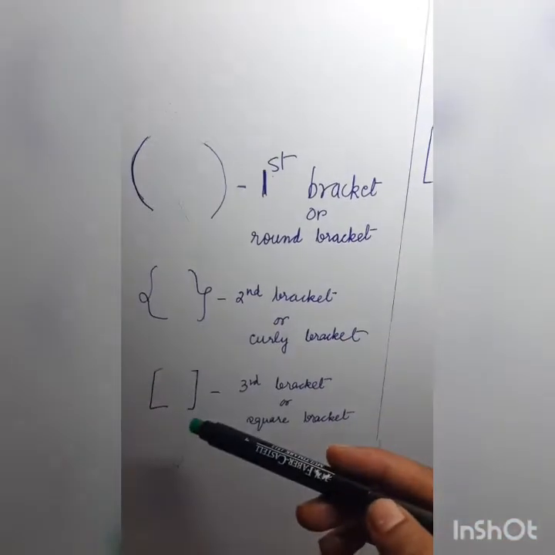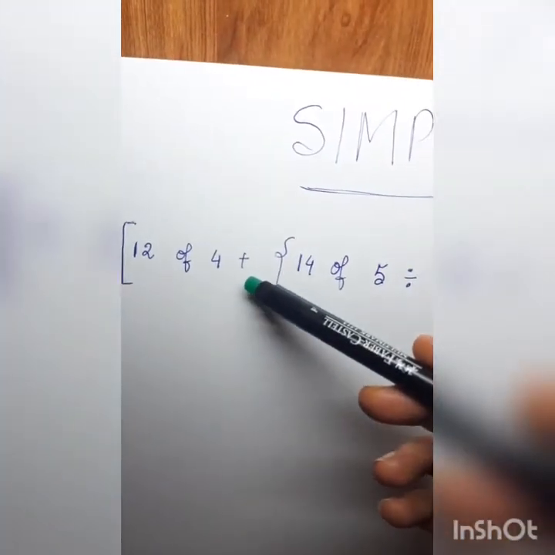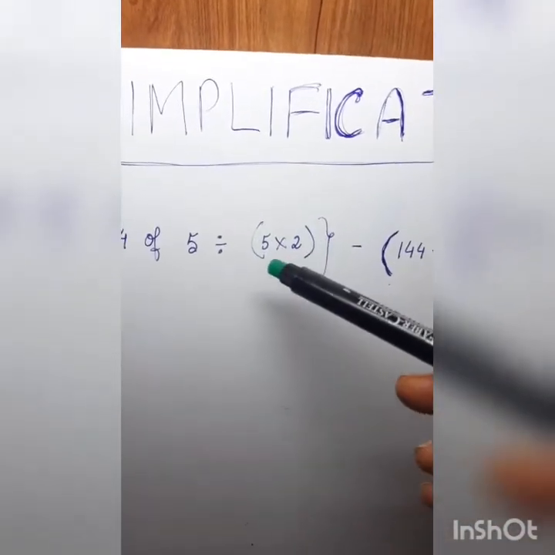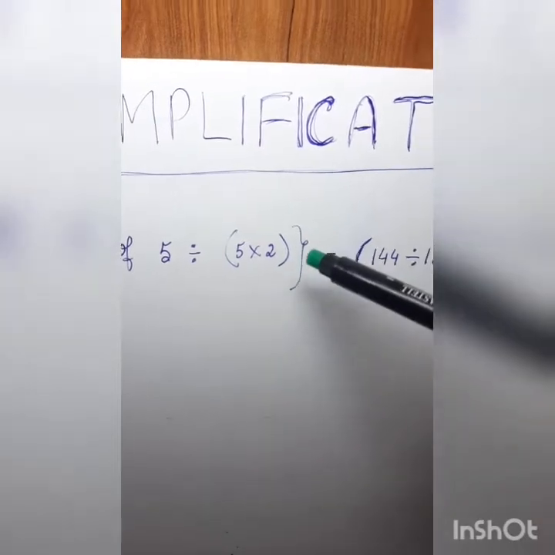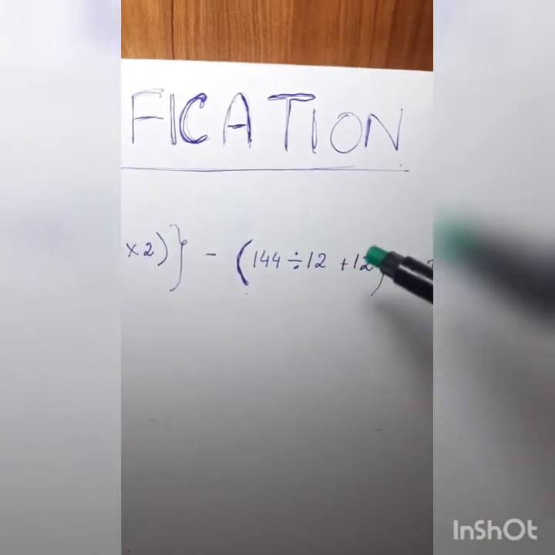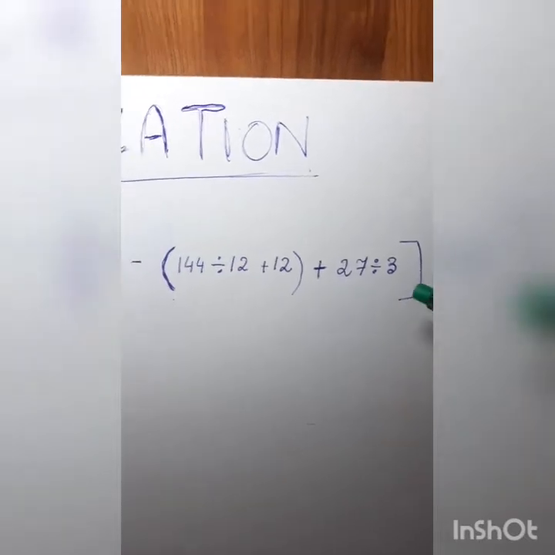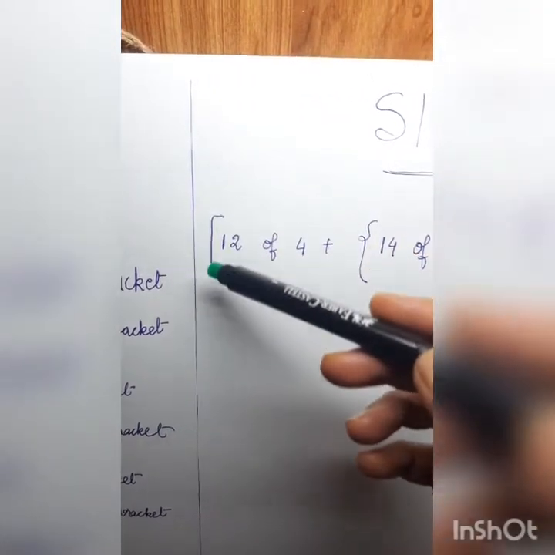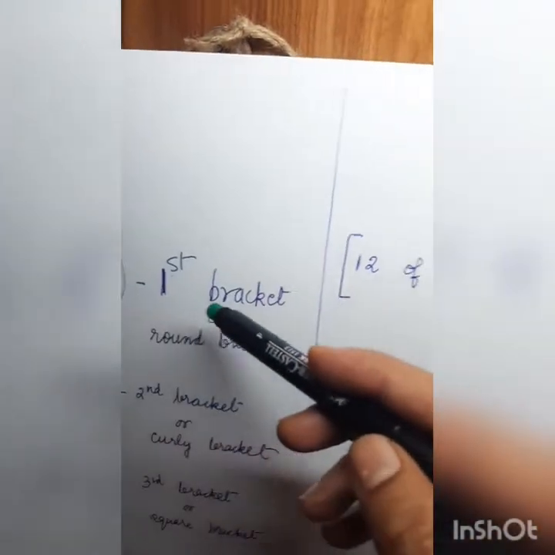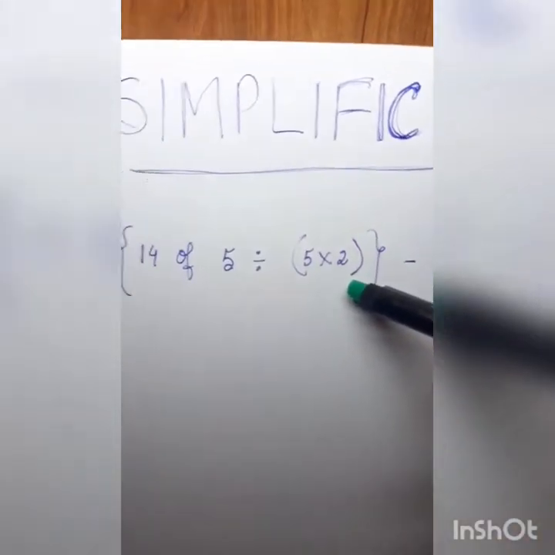As the name suggests, this is the question. 12 of 4 plus curly bracket 14 of 5 divided by within round bracket 5 into 2 round bracket close, curly bracket minus again another round bracket 144 divided by 12 plus 12 round bracket close plus 27 divided by 3 square bracket. So the whole sum comes under square bracket. Okay, so as the name suggests, first bracket, so whatever work is there in the first bracket, we will do that first. Okay, so let us see how it is done.